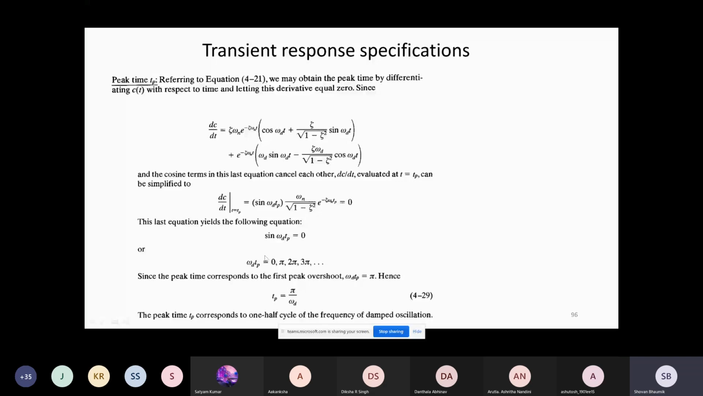So t_p will be pi by omega_d, where omega_d will be equal to omega_n into root over 1 minus zeta square. So peak time can easily be calculated if we know the system's omega_n, that means the natural frequency of oscillation, and zeta, that means the damping factor. We can easily calculate it.